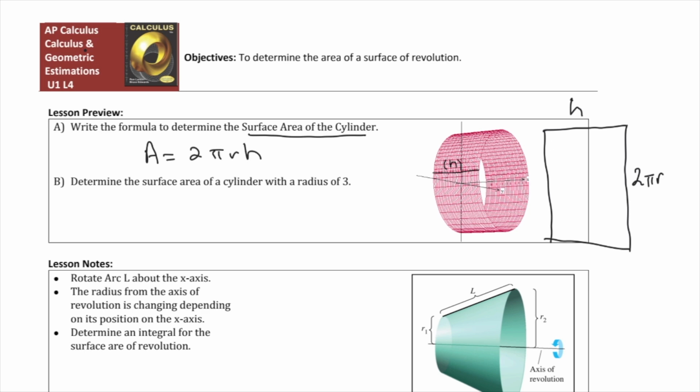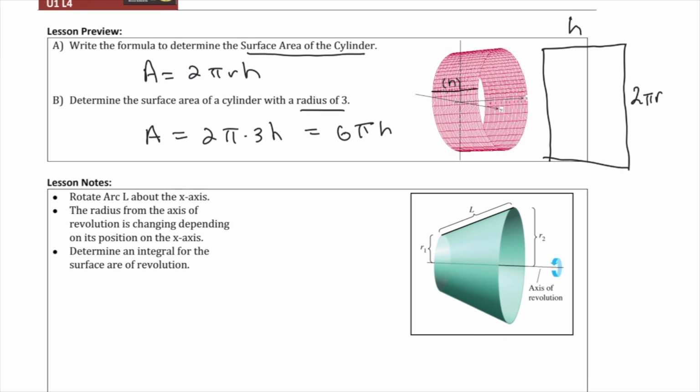Now, as a very specific problem, you're told that the radius is 3. So the area is going to be 2 pi r, where r is replaced with the 3, and then you're going to multiply by h. So we have 6h pi as the area when the radius is 3.